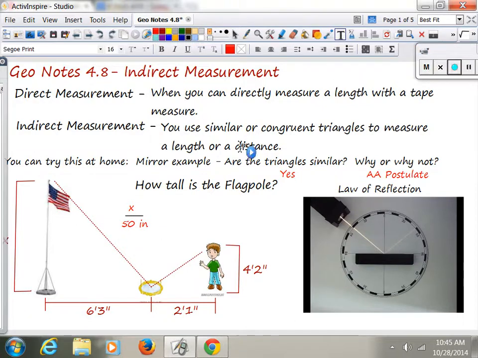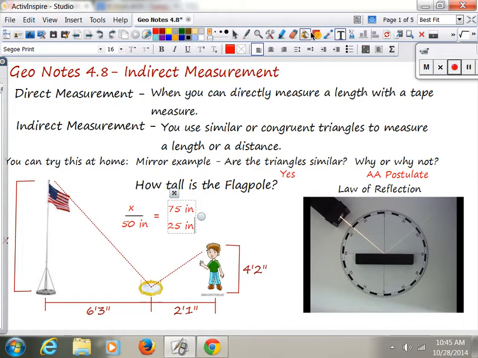Now I need two ratios. I need to set up a proportion to solve it. So what's my other ratio going to be? What's my other two corresponding pieces? I've got to put 6'3" on top because I put the H on top, right? So I've got to put the 75 inches on top because that's what 6'3" is. And on the bottom, 2 feet 1 inch, 25 inches.